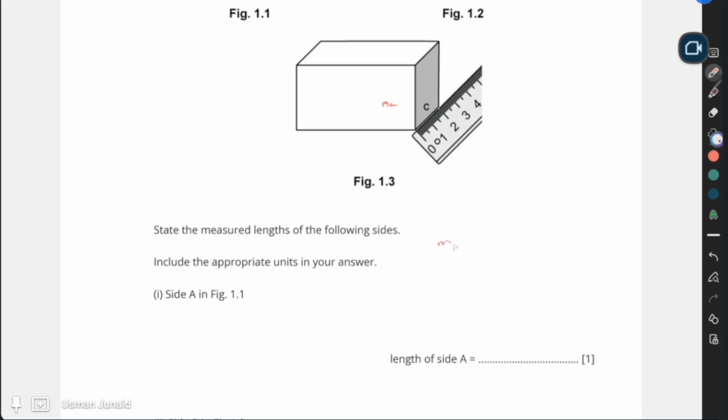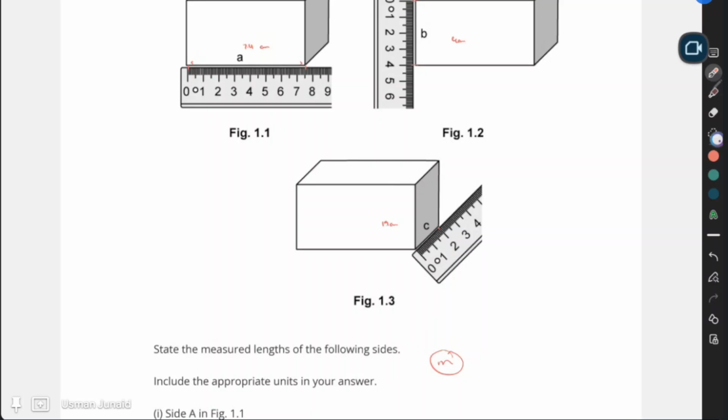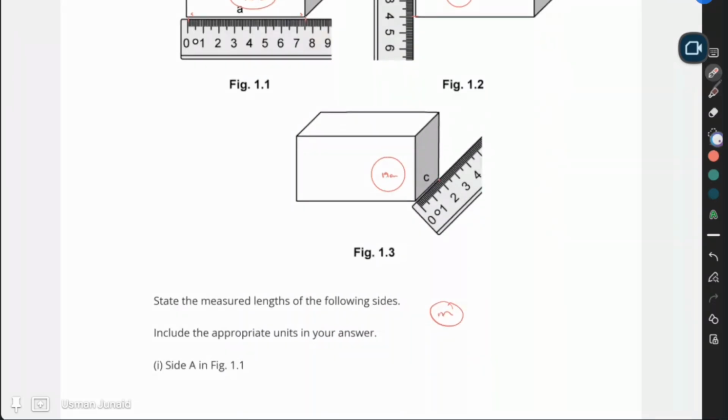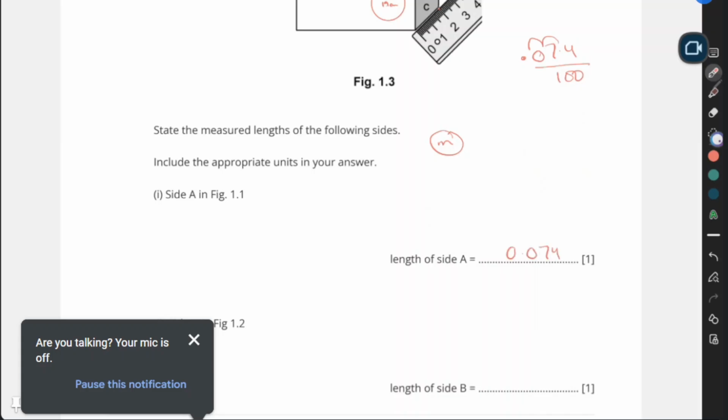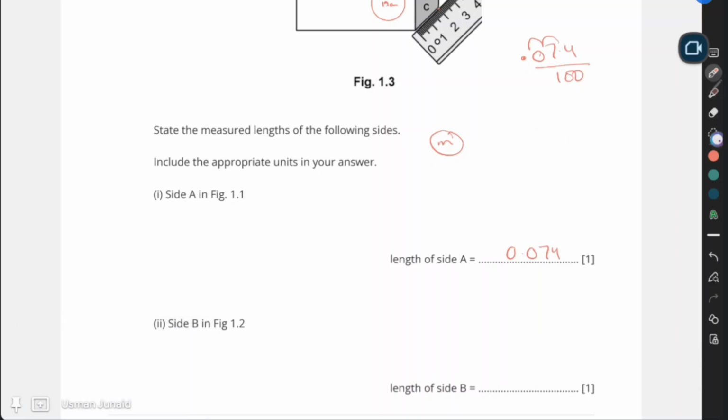And since we're always going to be using meters, can you convert all of these into meters? How much would this be in meters? 7.4 divided by 100 is how much? You'll move the decimal 2 places back, yes? So it would be 0.074 meters. Yes, sir. Right? Makes sense? Yeah.